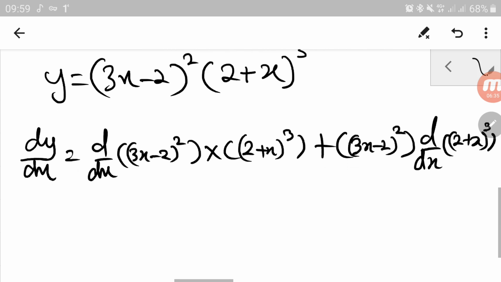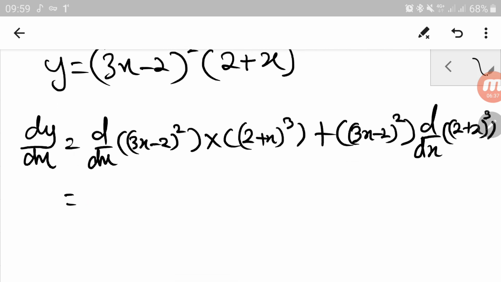Okay, then we proceed. So differentiation of (3x minus 2) squared is, by using power rule. Power rule we will cover later, but I just do it over here first. We bring in front 3x minus 2, power less by 1, multiplied by differentiation of the inside.